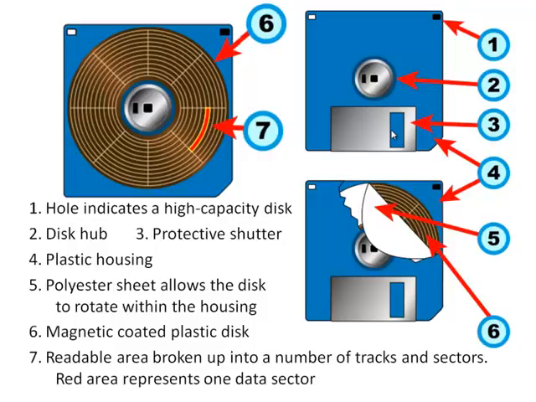Inside of that, there's a polyester sheet, so it's just a sheet of some fabric that allows the disk to rotate rapidly without damaging itself or scratching. And the disk itself is coated in magnetic particles, and the whole readable area is broken up into a number of tracks and sectors. You can see a red area indicating one data sector.